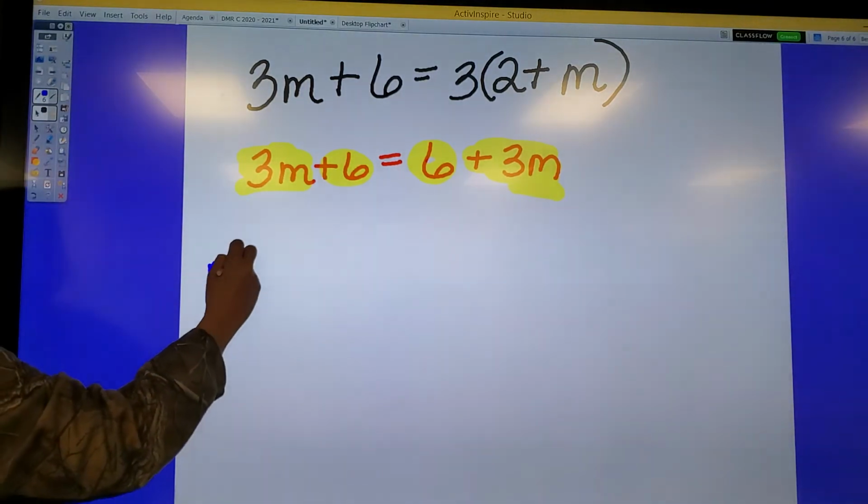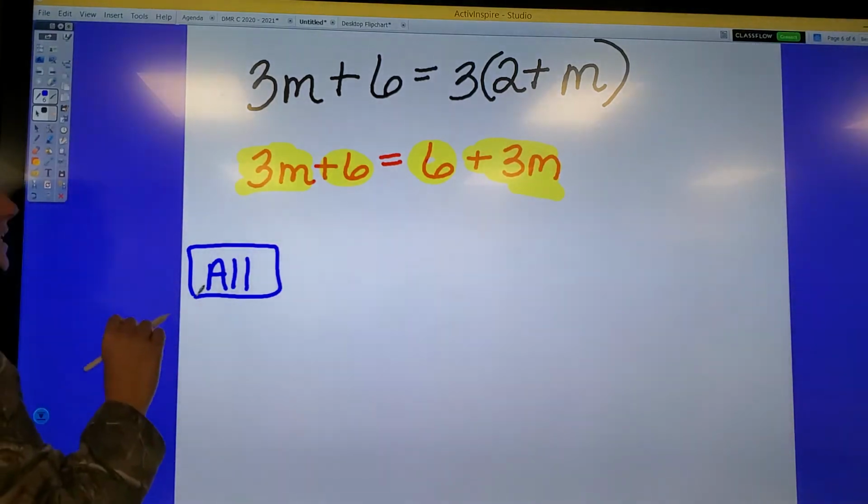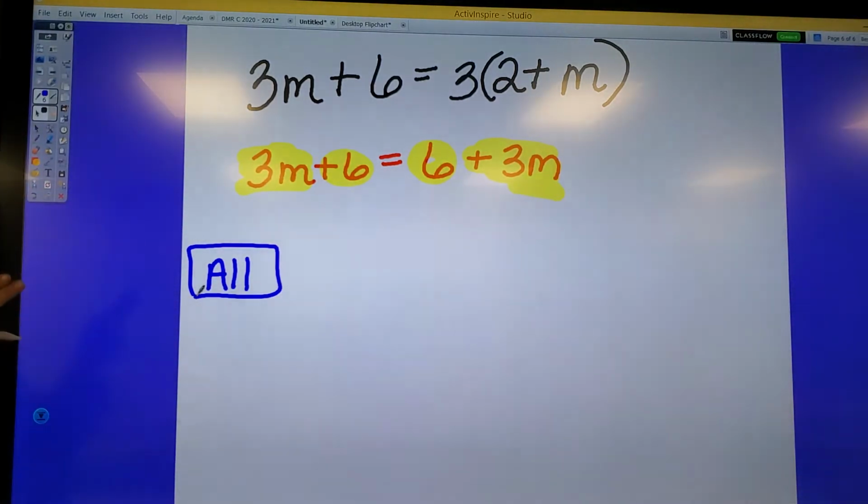Very good. So when they're exactly the same, even though the terms might be in a different order, your answer is all. You do not have to do anything else. You don't have to work it out any further.